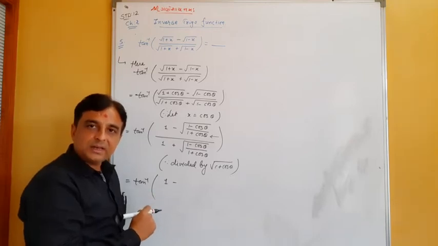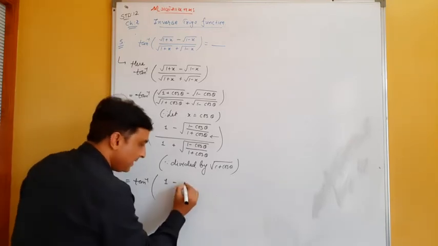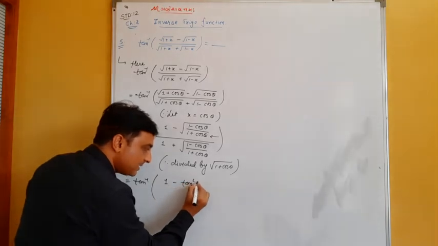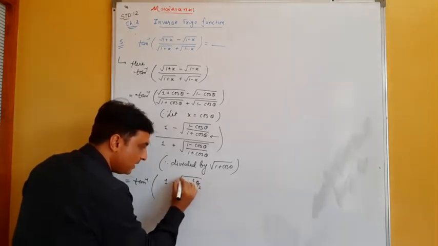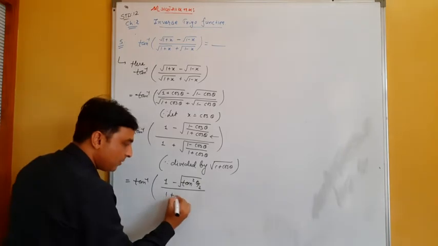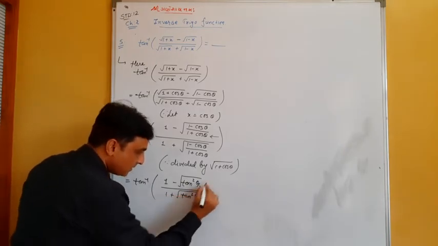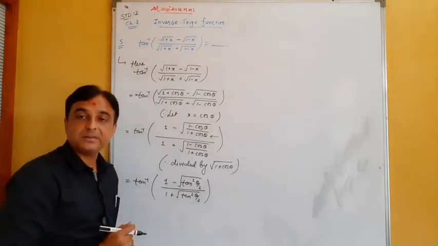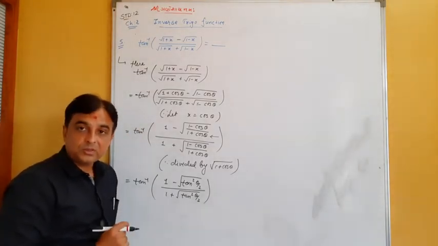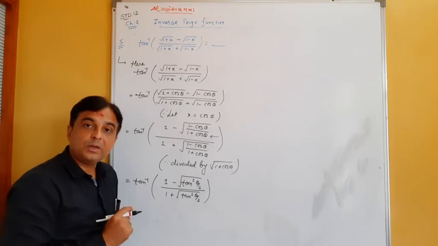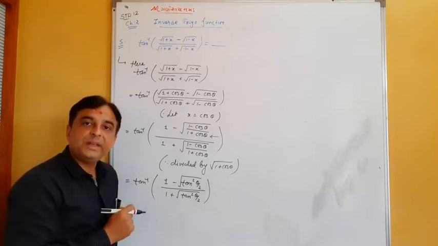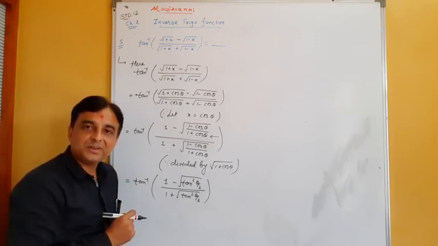(1 minus cos theta) upon (1 plus cos theta) is nothing but tan square theta by 2. If you have not remembered the formulas of trigonometry, you will not solve the question. So first of all, you have to remember all the formulas of chapter 3 of trigonometric functions of 11th standard.